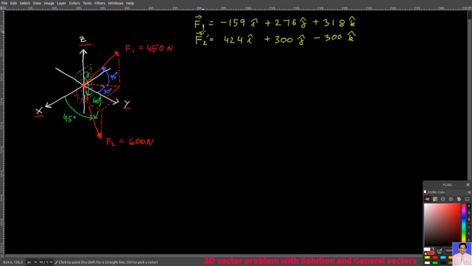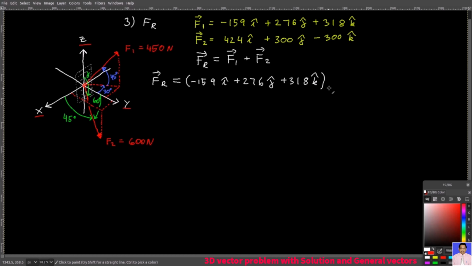So now that we have decomposed our F1 and F2 vectors into our Cartesian i, j, and k unit vectors, we can now solve for the third part, which is finding the magnitude of the resultant vector that is composed of these two vectors. And since you have your i, j, and k components here, it's very easy to obtain your resultant vector. It's F1 plus F2. So FR equals this vector plus this vector.